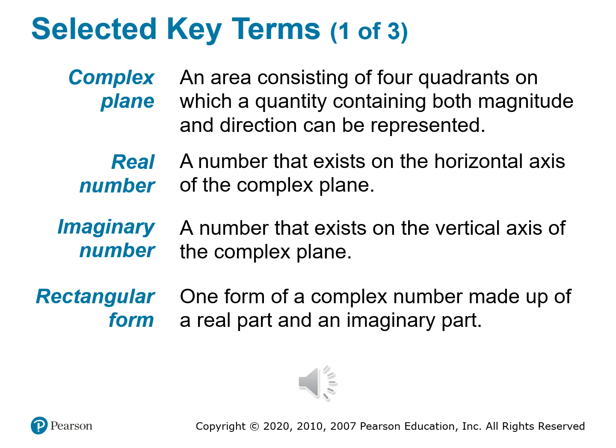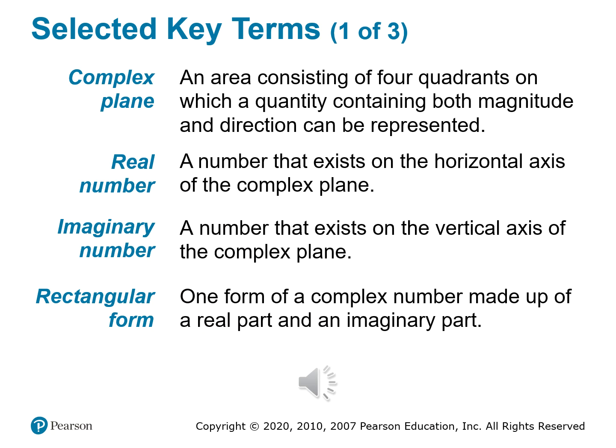We've reached the part of our podcast where we do a little review of the key terms that we discussed. Let's go ahead and go with the first one, which is complex plane. That's an area consisting of 4 quadrants on which a quantity containing both magnitude and direction can be represented. The next selected key term is real number, and that's a number that exists on the horizontal axis of the complex plane. The next one is imaginary number. It's a number that exists on the vertical axis of the complex plane.